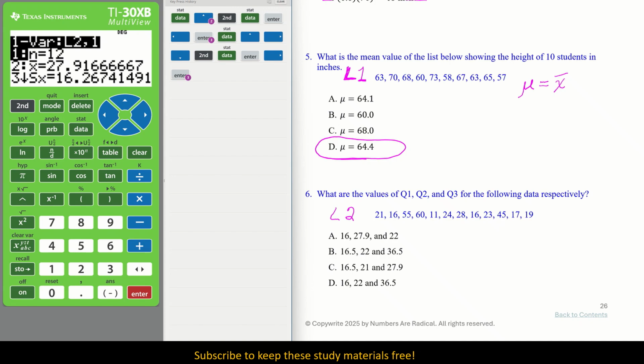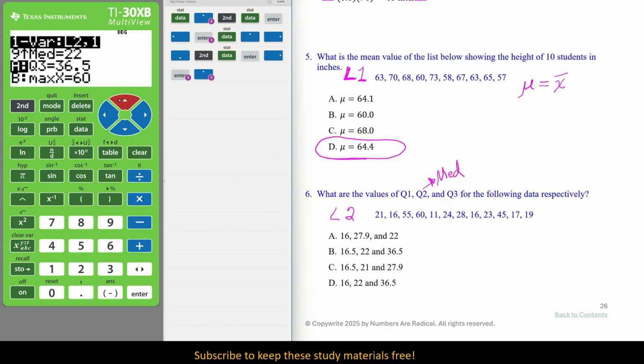Now, if you're not familiar with this, if you haven't watched the other videos and you're not sure, please go and look for information on box plots and measures of central tendency. Now remember in our calculator, Q2 is MED. So let's arrow up till we get that. There's our Q1 and our MED and our Q3.